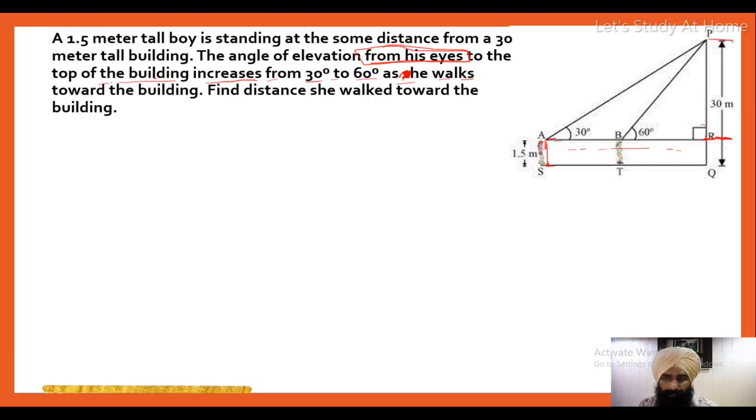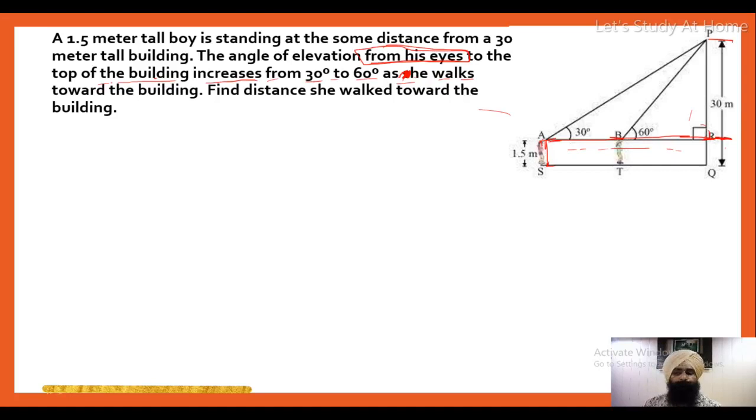Okay ji, you will have to subtract the 1.5 meter from the total height of the pole, building, whatsoever. Here you will have to subtract 1.5 because the angle of elevation is made at the eyes, and we are working on the right triangle. The right triangle starts from the eyes, goes here, then R to RP. Okay, that's all.